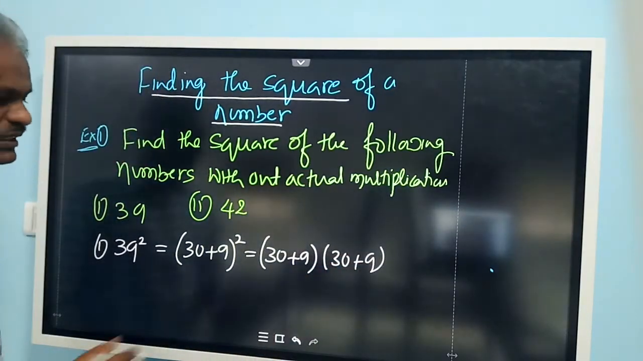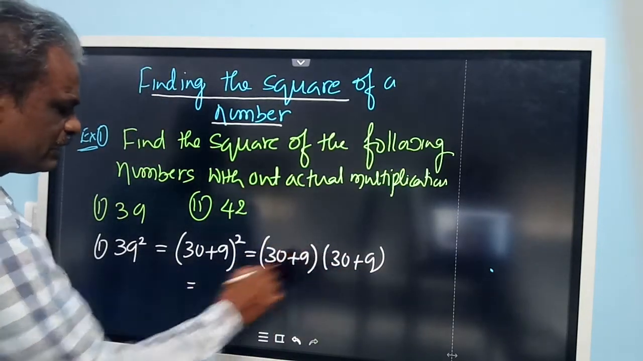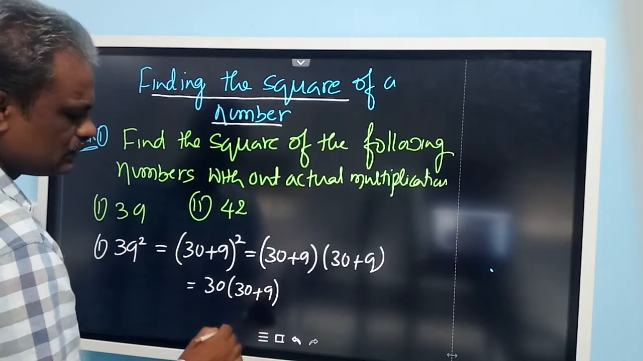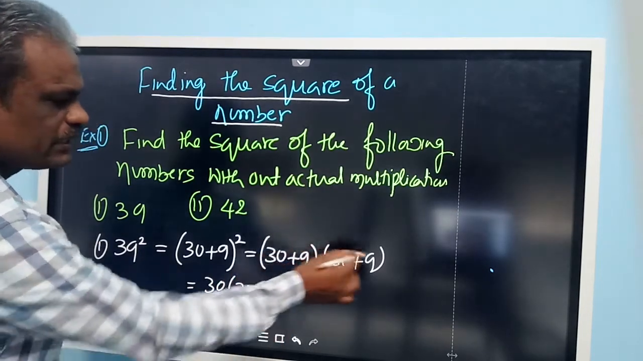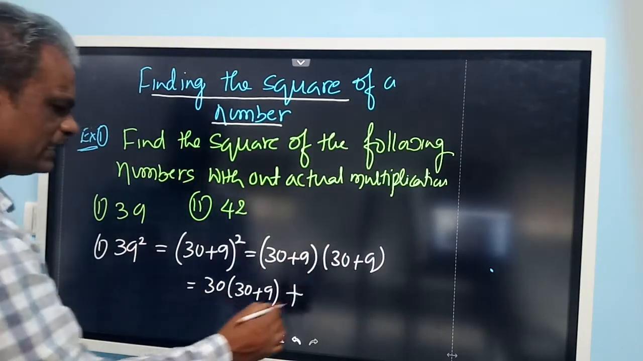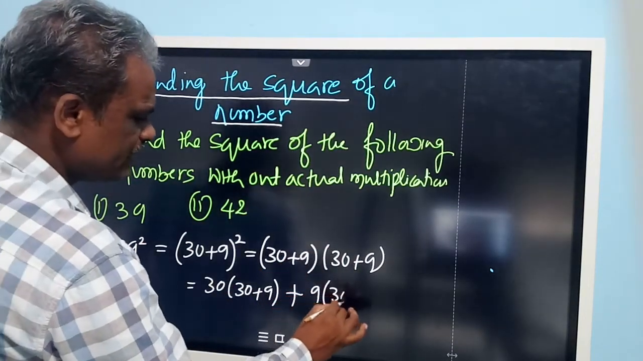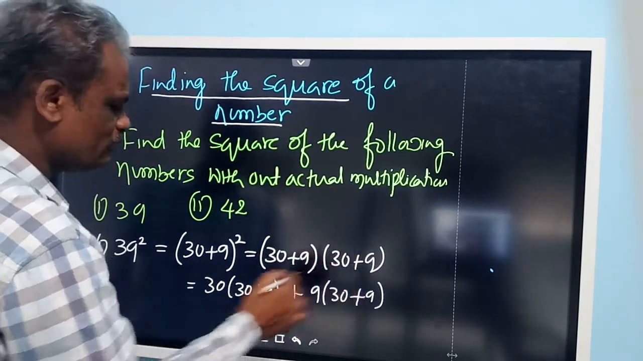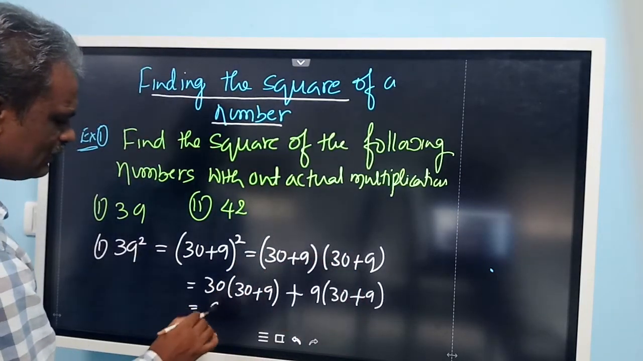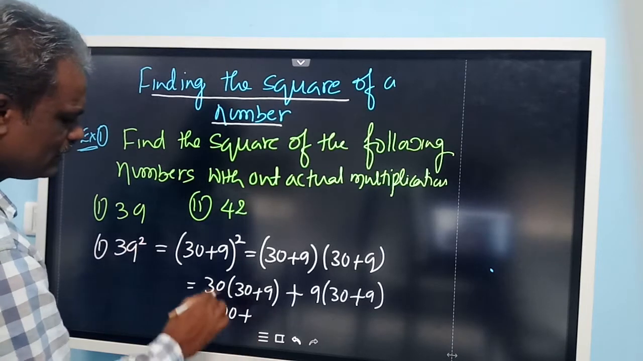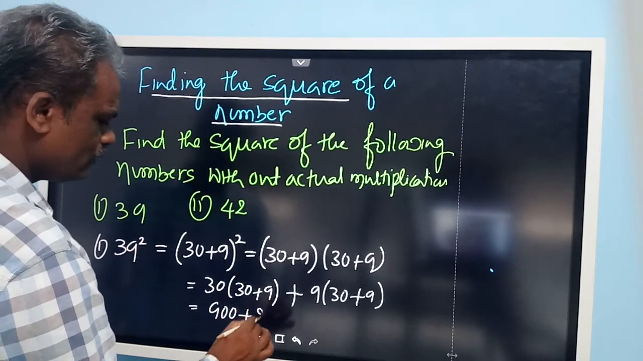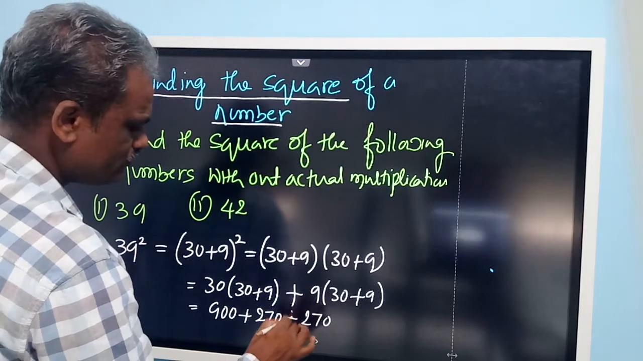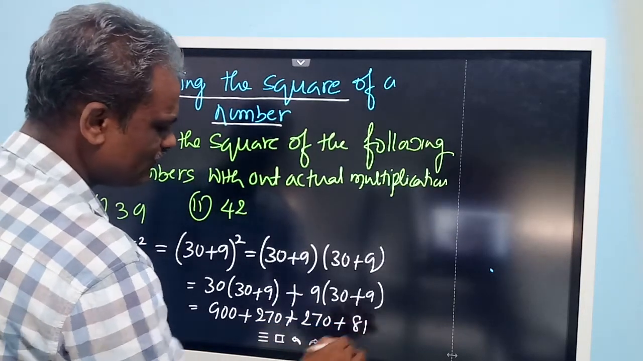Now you can use the distributive property. 30 into 30 plus 9, then the first number into both numbers. Then 9 into 30 plus 9. So we are multiplying 30 to both and 9 to both. 30 into 30, 900. 30 into 9, 270. Again 30 into 9, 270. Plus 9 9s are 81.